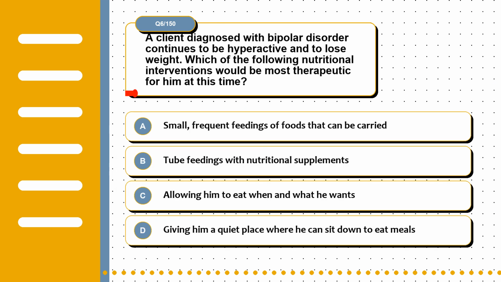Question 6. A client diagnosed with bipolar disorder continues to be hyperactive and to lose weight. Which of the following nutritional interventions would be most therapeutic for him at this time? Here are the options. Option A. Small, frequent feedings of foods that can be carried. Option B. Tube feedings with nutritional supplements. Option C. Allowing him to eat when and what he wants. Option D. Giving him a quiet place where he can sit down to eat meals.